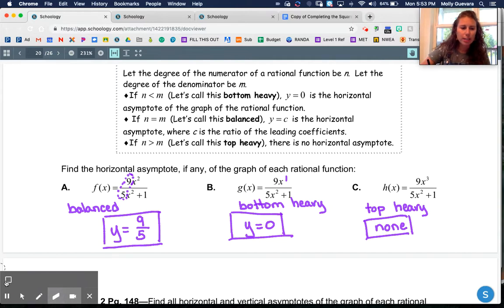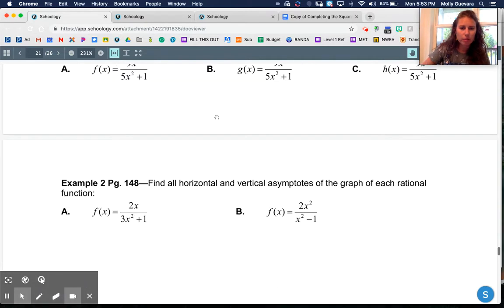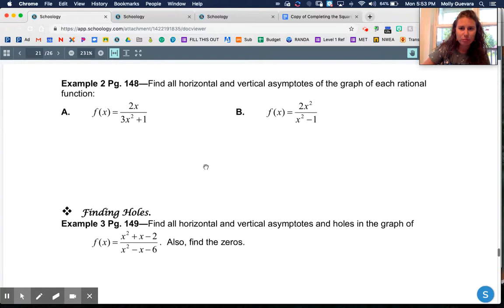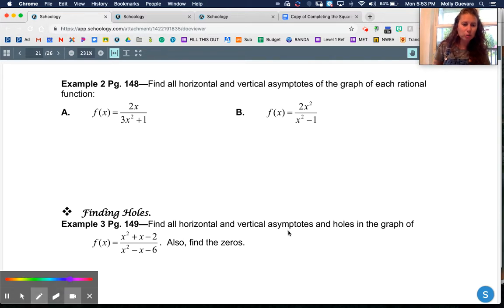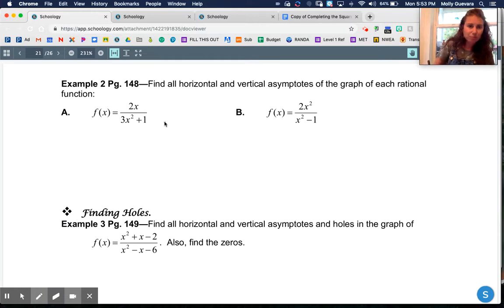Let's try an example where we're doing multiple of these steps together. So example 2 says, find all horizontal and vertical asymptotes of the graph. So the first thing we want to do is factor anything that we can. In A, this is not factorable, so I'm just going to leave it. And that's okay.